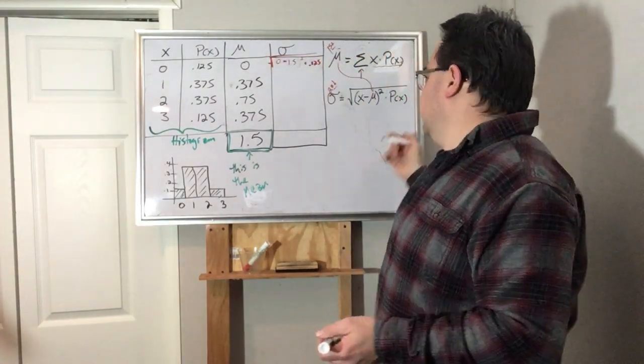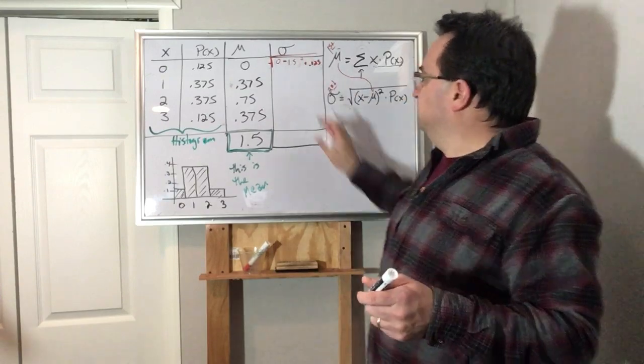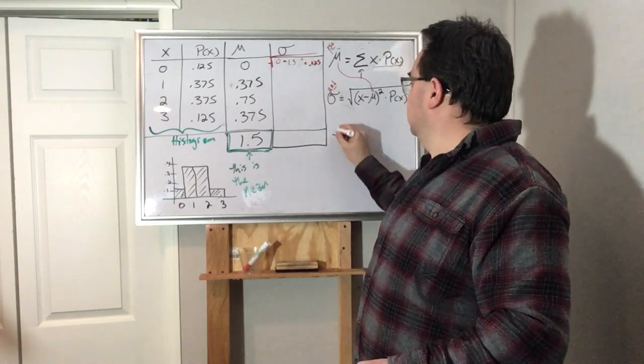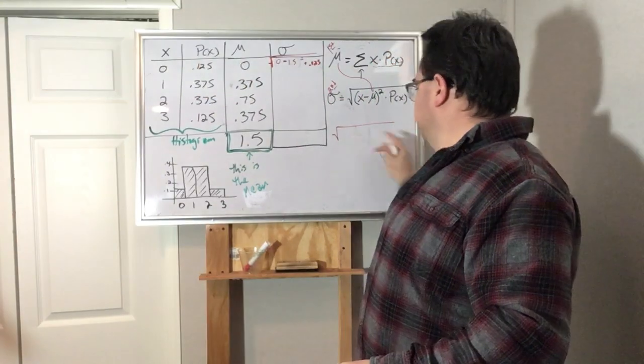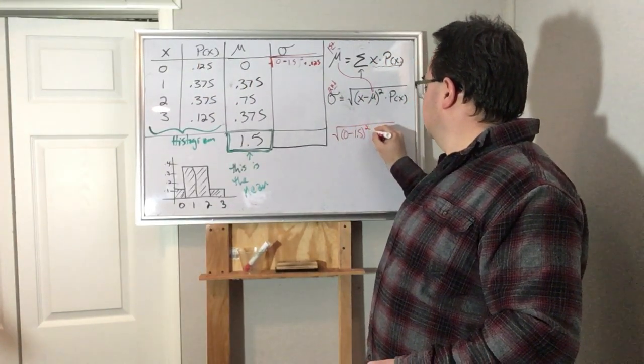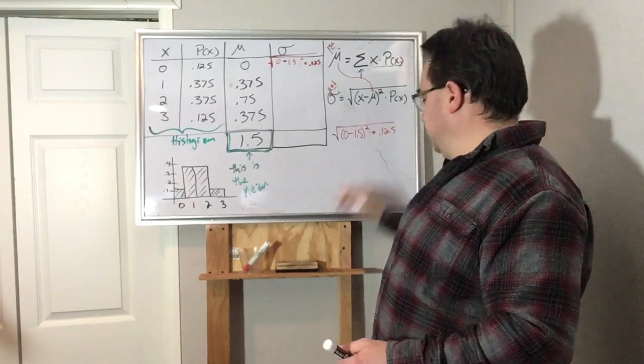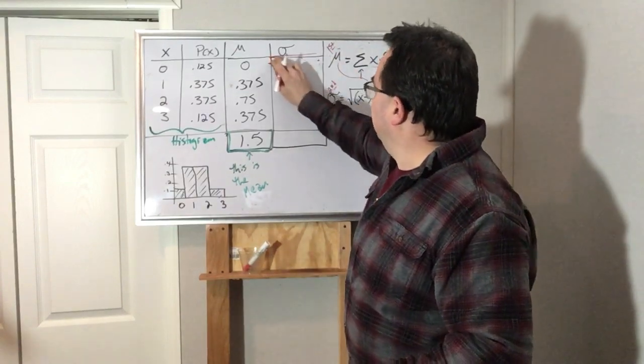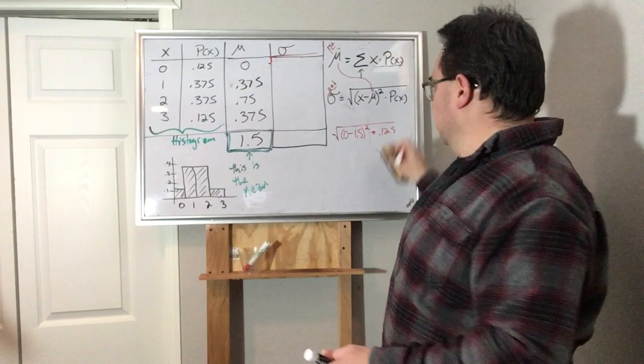Now, that's the work. Actually, you know what? This is going to get way too busy, so I'm just going to shove that down here. For this first one, it's 0 minus 1.5 squared times 0.125. That way I can put my answers right here, and I'll put my work on the side.